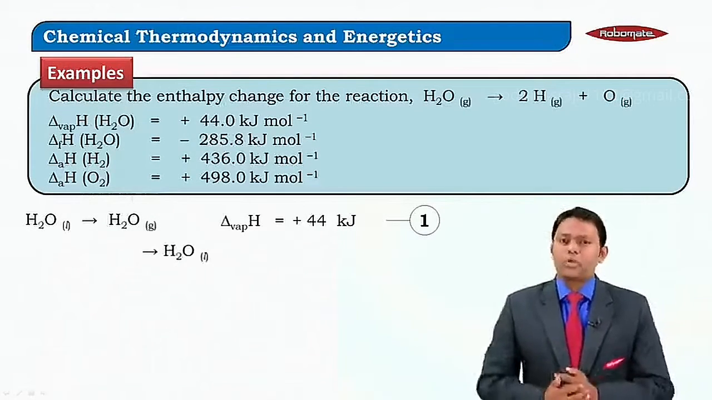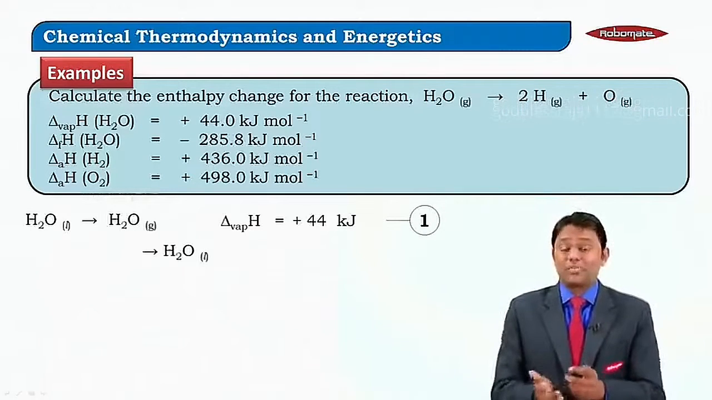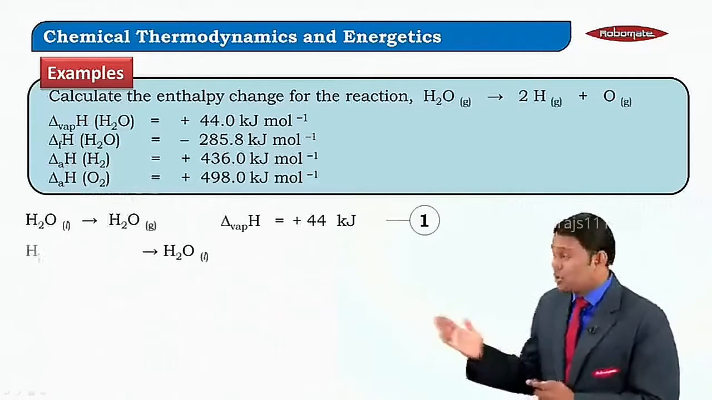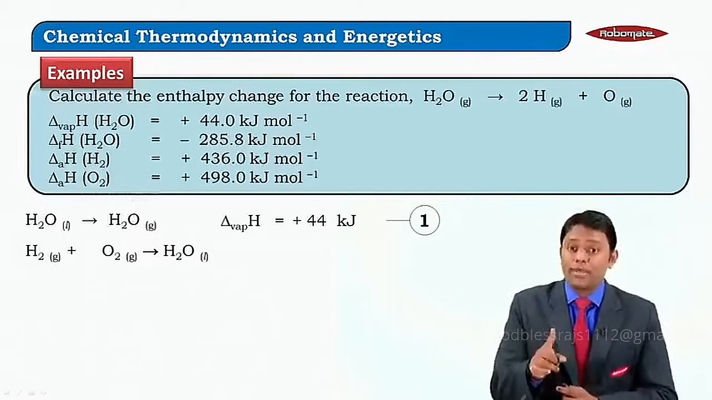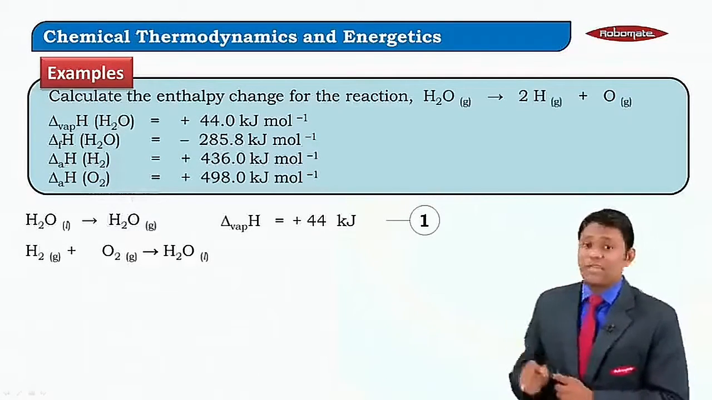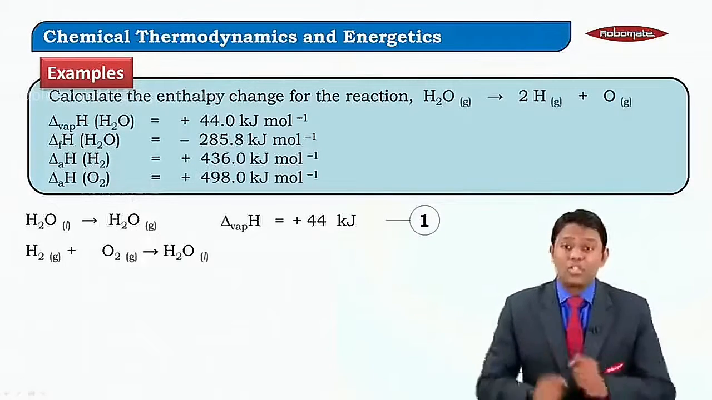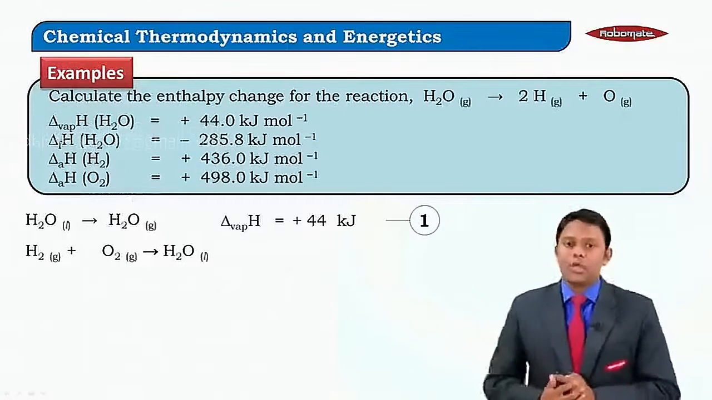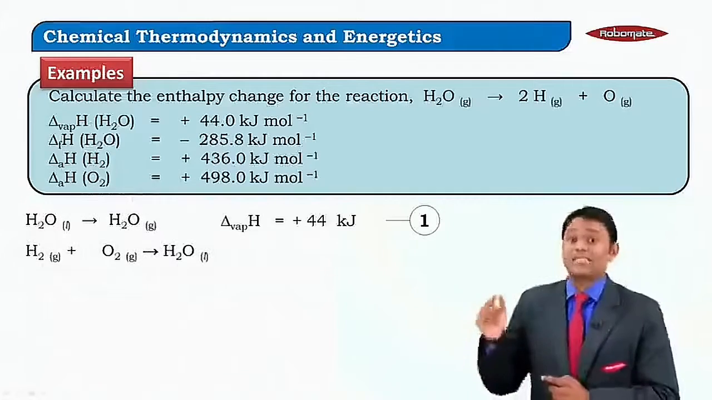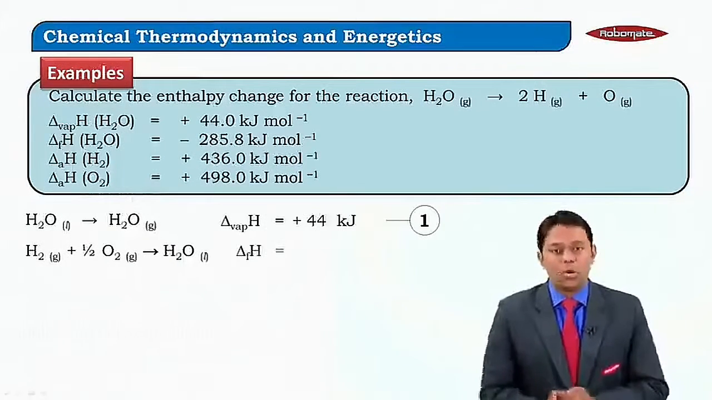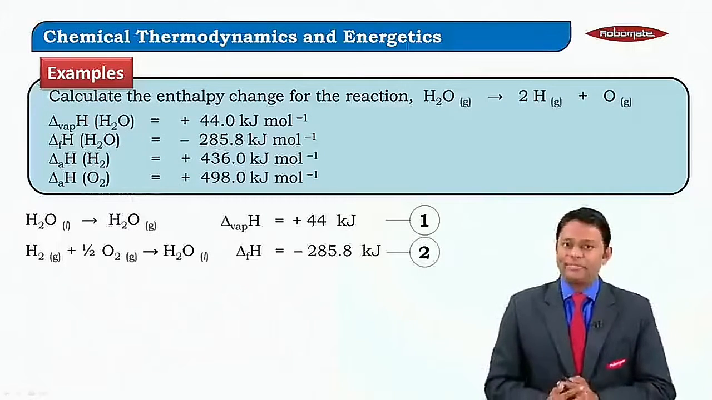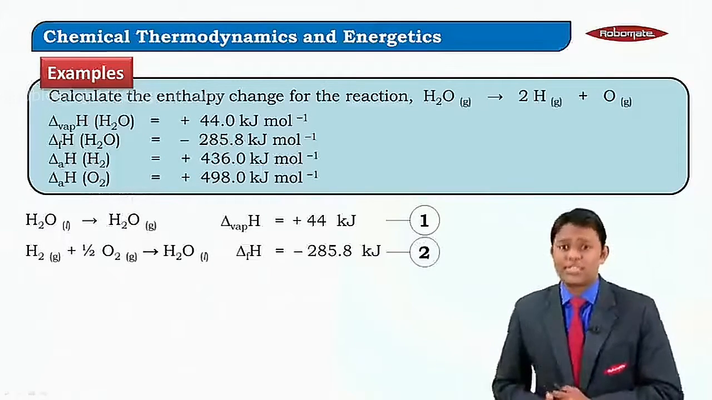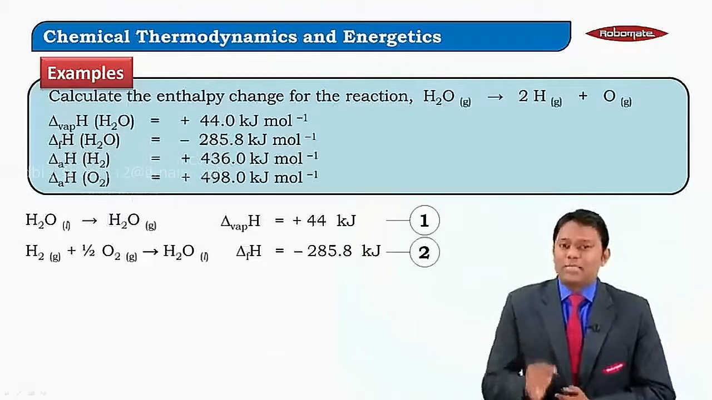For formation of water, we have to use its respective elements, that is hydrogen and oxygen. Since it is the enthalpy of formation of water, and the value is given per mole, we can't change the balancing of water. So we have to write H2 plus half O2 giving you H2O, only then the delta H value is minus 285.8. The third data says delta H of A, that's atomization.